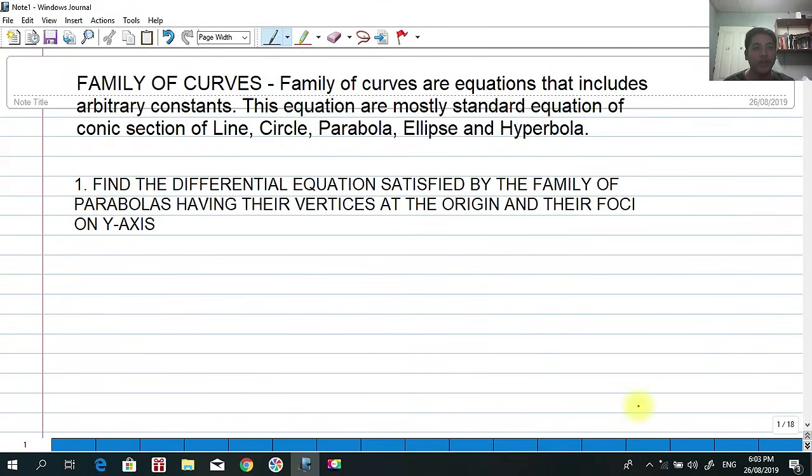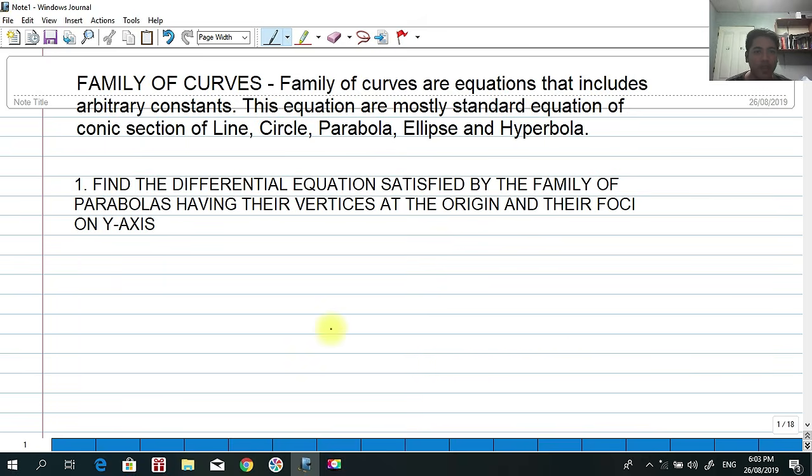Hi, so for today we're going to talk about the family of curves. This is actually a lesson after the elimination of arbitrary constants. And by the way, if you haven't seen my video all about arbitrary constants, it is highly recommended that you first view that video of mine before watching this video. Anyway, our lesson for today is all about the family of curves.